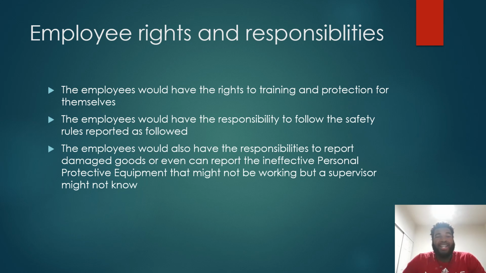Also, for the employee rights and responsibilities, the employees will have the rights to training and protection for themselves. What I mean by this is, the employees basically have the right to know what they are supposed to do, and the protection that they are supposed to have for themselves. For example, if someone were to go on a job and the supervisor tries to start them immediately without any training, without any heads up, without any learning on the protective equipment, then it will cause them to get hurt, and they do have the right to get the correct training and the protection for themselves.